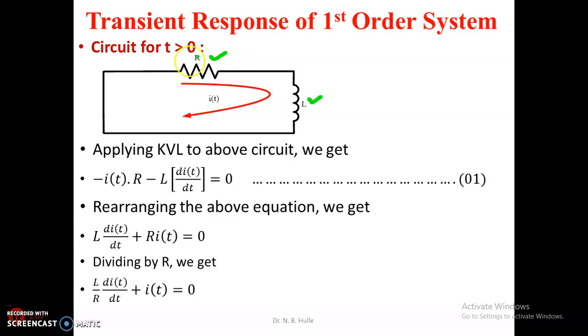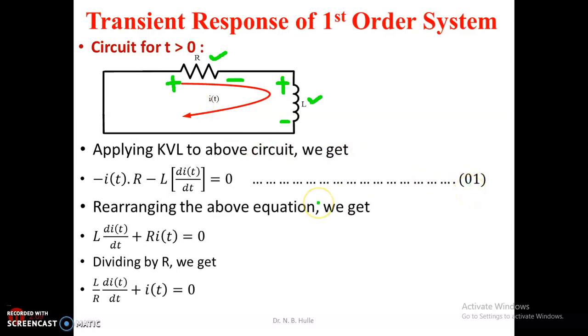Now if we apply KVL to this circuit, according to the direction of the current, this will be the plus terminal, this is minus, again here it will be plus, and this will be minus. If we apply KVL here, traveling in the clockwise direction, that is positive to negative, which is minus, the voltage across the resistance is i(t) into R. Similarly, traveling in the clockwise direction, again positive to negative, which is minus, the voltage developed across this inductor will be L into di by dt, and this is equal to 0, because after that there is no element in the circuit. We will assume this equation as equation number 1.